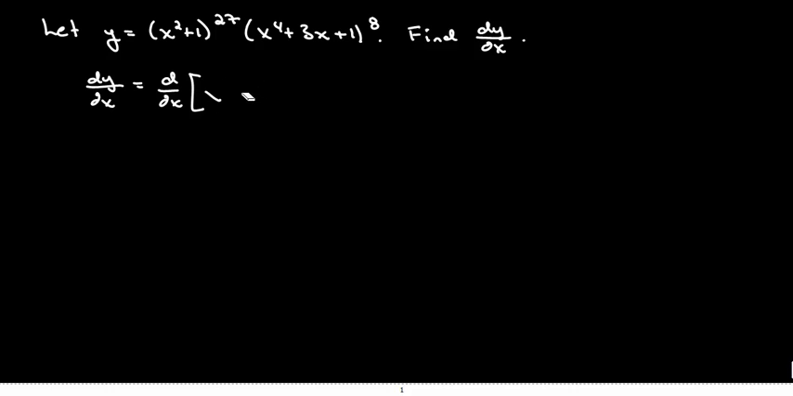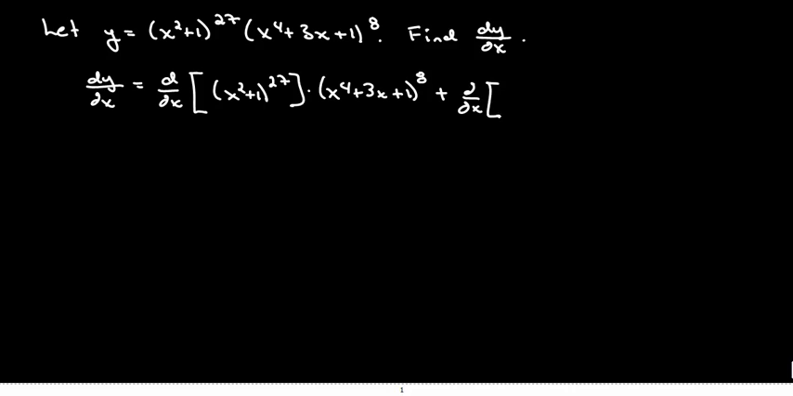I'm going to write it like this. I want to make sure it's nice and neat. Times the second guy, plus the derivative of the second guy, times the first guy. Okay, so there's our product rule that just came in.